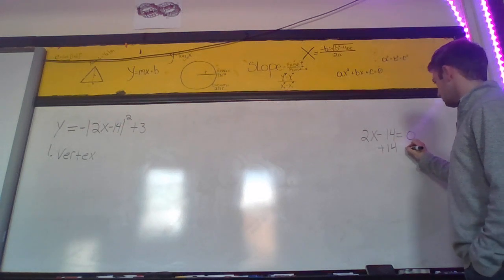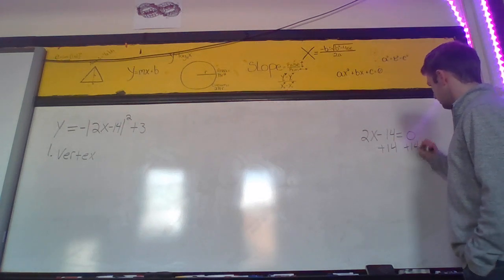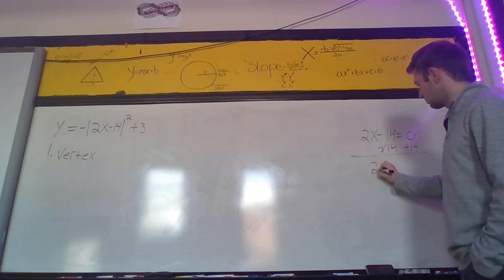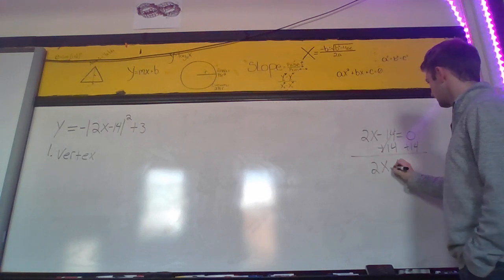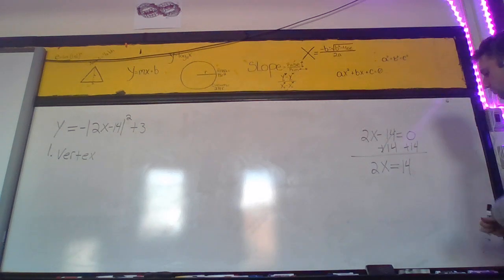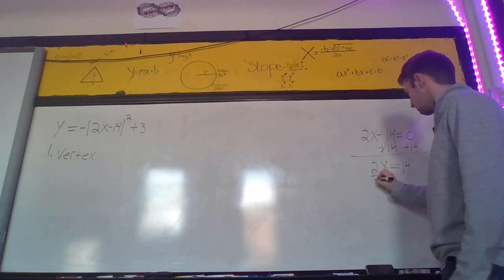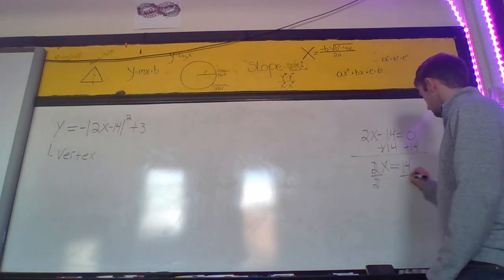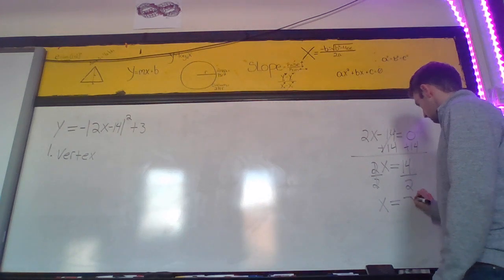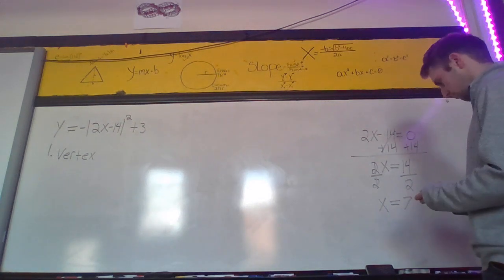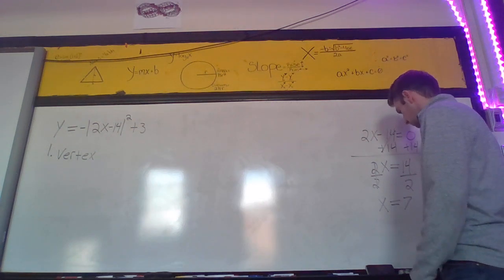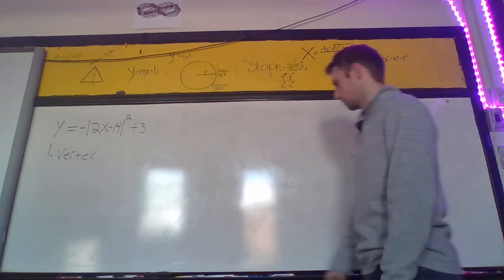You can add 14 to both sides, and that's going to cancel out. Now we're left with 2x is equal to 14. The next thing we do is divide by 2, and we get x is equal to 7. So now we know that we have to input 7 for our vertex.